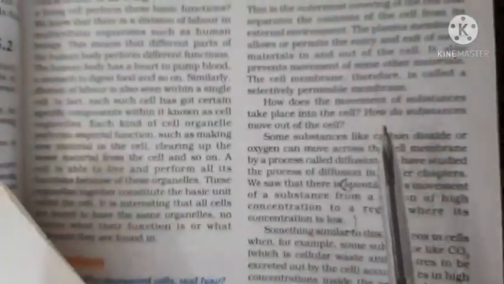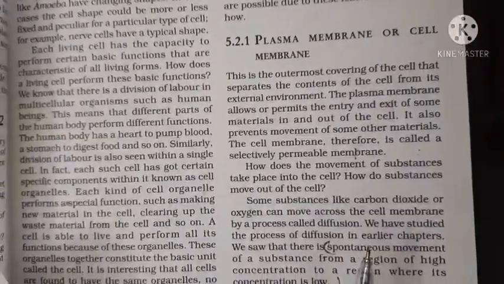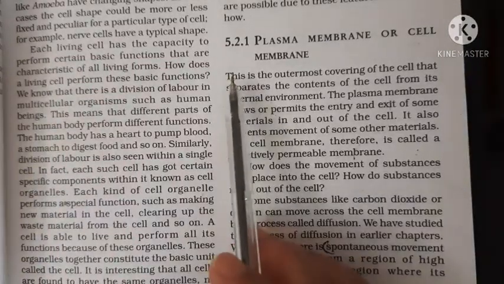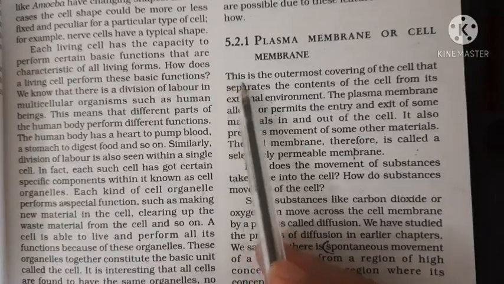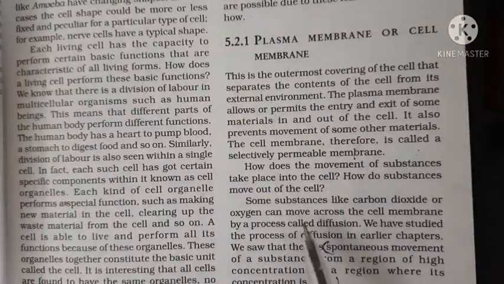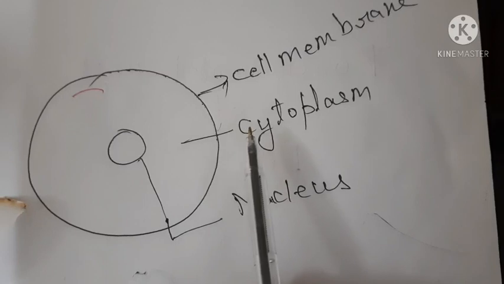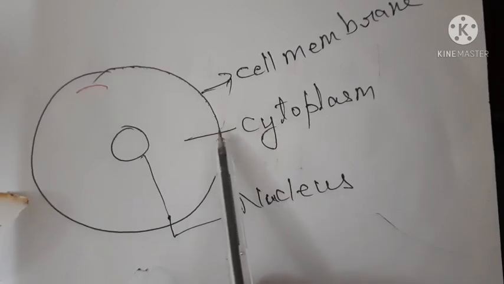Refer section 5.2.1. Plasma membrane or cell membrane. So I will just give you the short summary of whatever is written in the book about that. Here it is written in the first paragraph that this cell membrane is the outermost membrane, it separates the cell from the outer environment. And this cell membrane has pores in it.